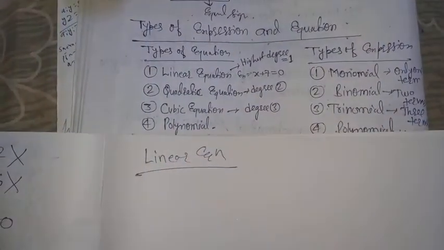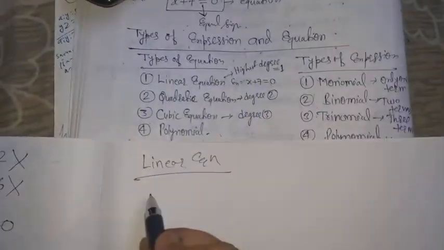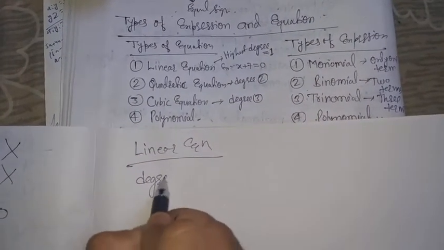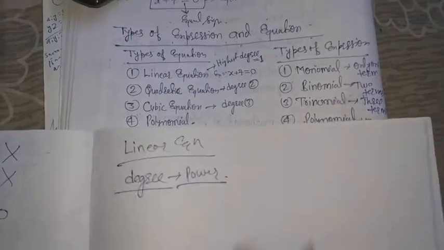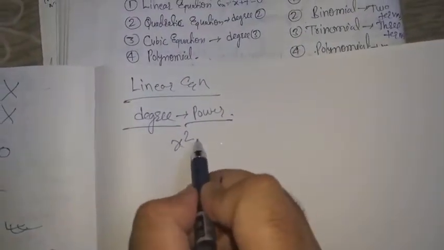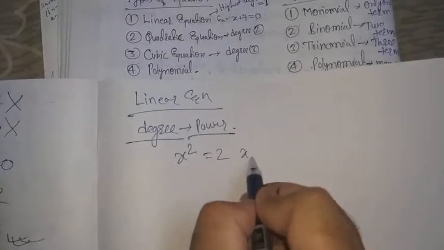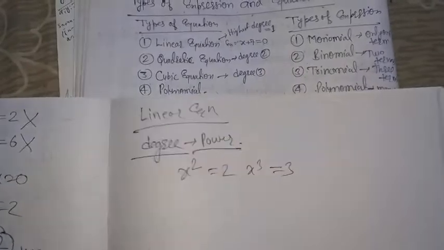Linear equation: an equation whose highest degree is 1. What is degree? Degree means power. For example, x square: what is the degree of x here? 2. X cube: what is the degree of x here? 3. So degree is nothing but power.